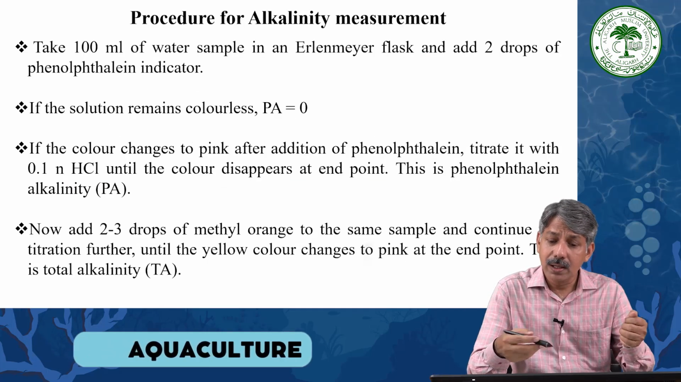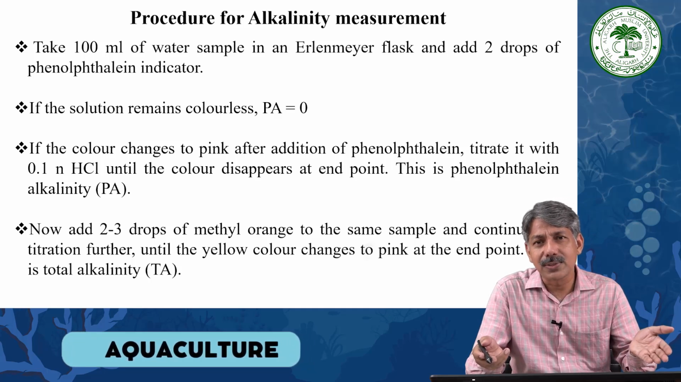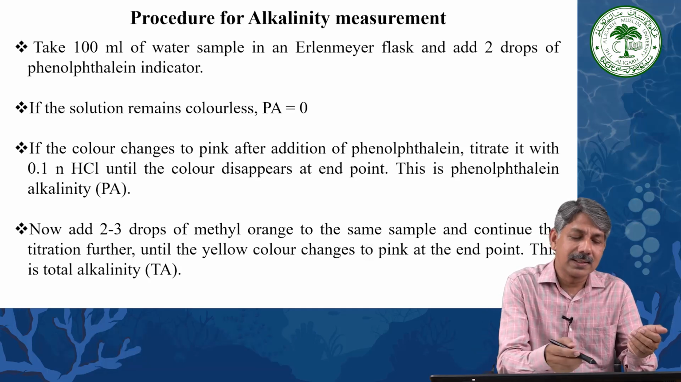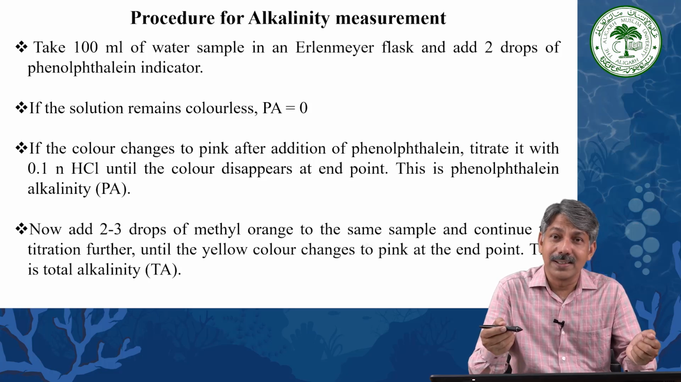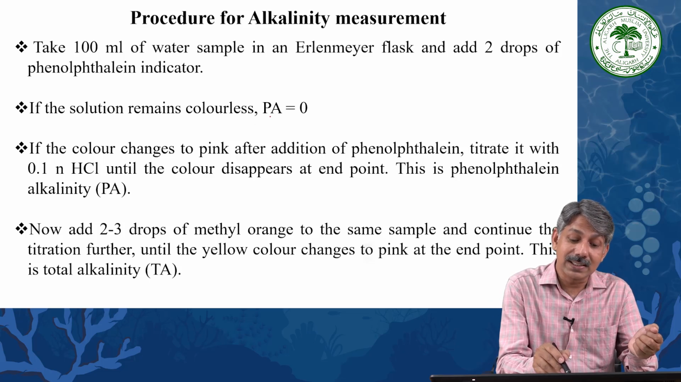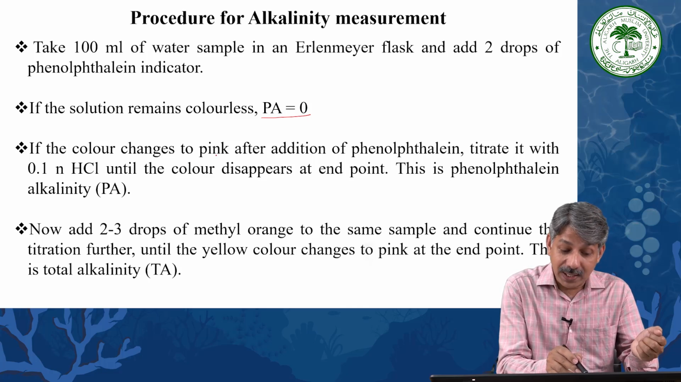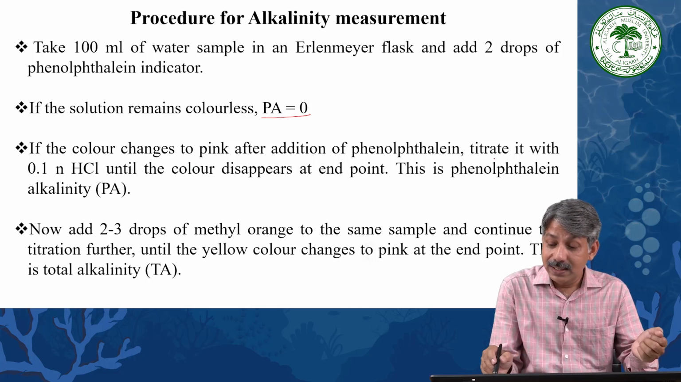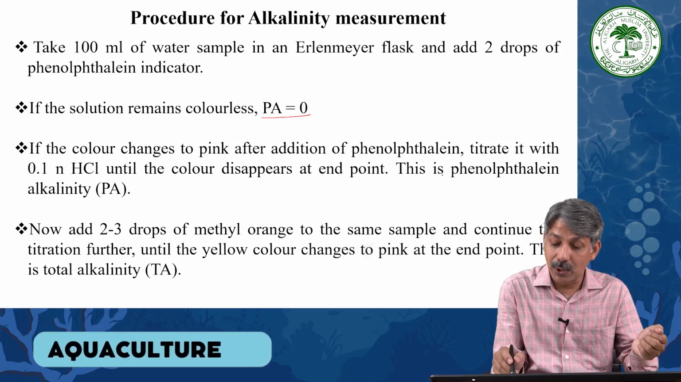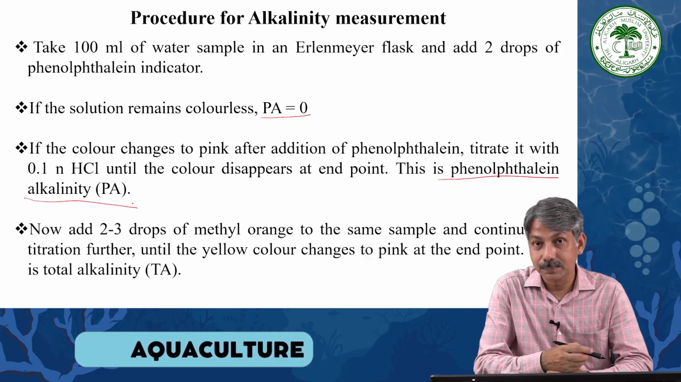Now, how do we go for alkalinity measurement? As you must have studied in the laboratories, we take a water sample, and using phenolphthalein indicator, we analyze alkalinity. If the solution remains colorless, then we consider phenolphthalein alkalinity as 0. If the color changes to pink after addition of phenolphthalein, then we titrate with 0.1 normal HCl until the color disappears at the endpoint. This endpoint indicates the phenolphthalein alkalinity.